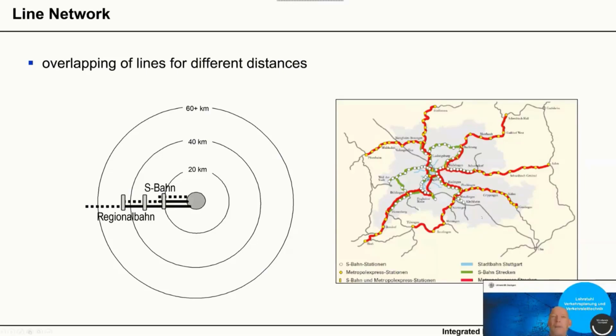And with such a system, you can better compete with the car because here we have high densities, and usually here the speed in the car system is relatively low.